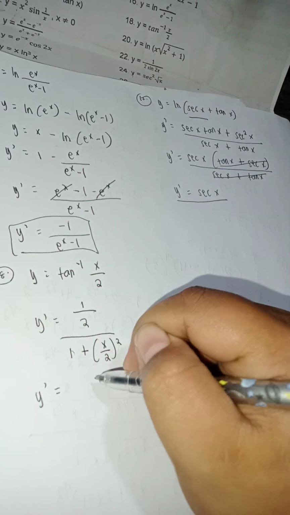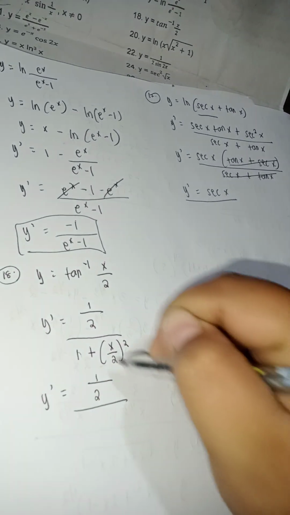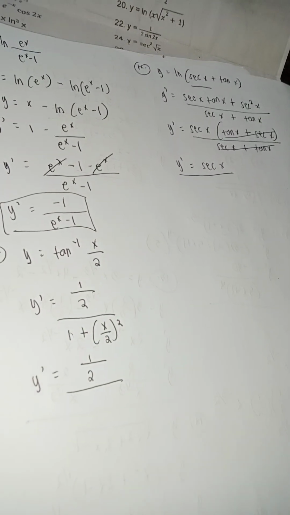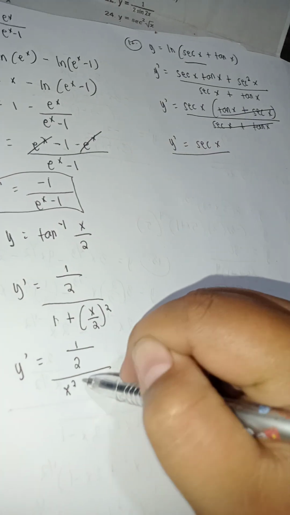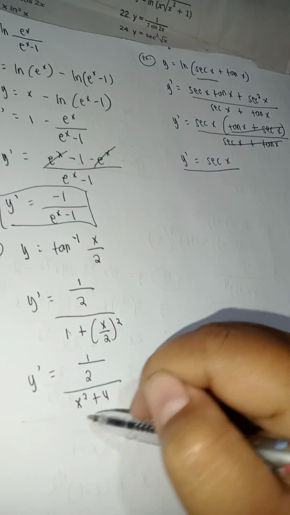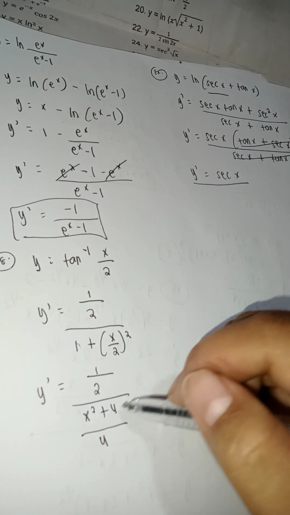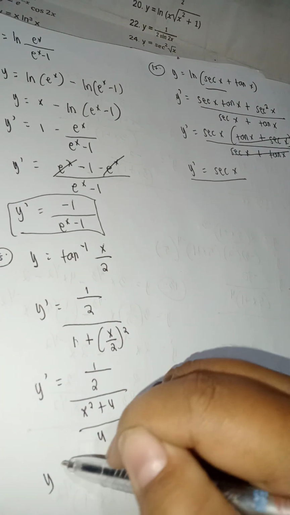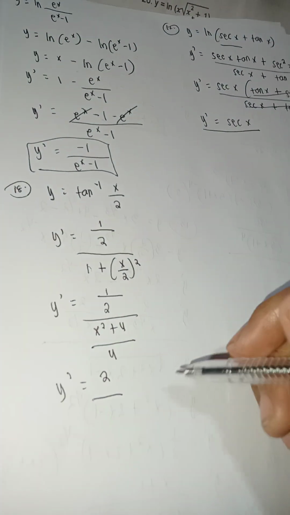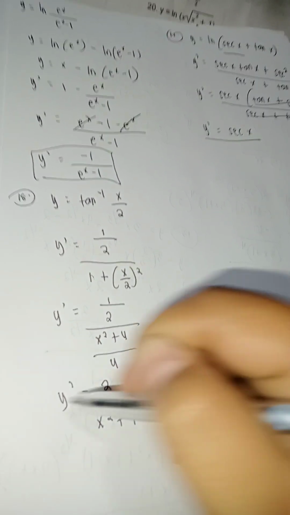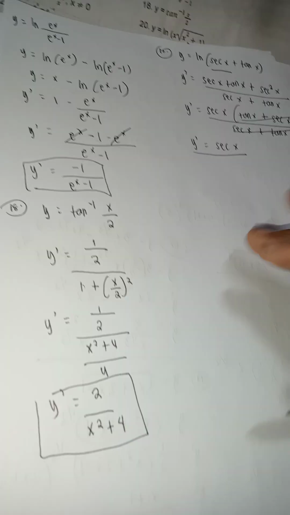Y prime is equal to 1 half over 1 plus x over 2 squared, which is x squared plus 4 over 4. So by solving this, 1 half over x squared plus 4 over 4, it results to 2 over x squared plus 4. So this is our final answer for number 18.